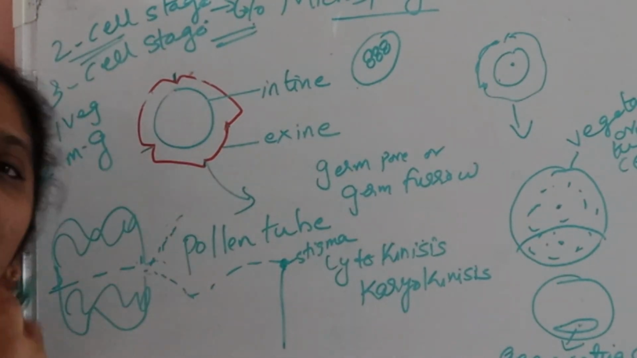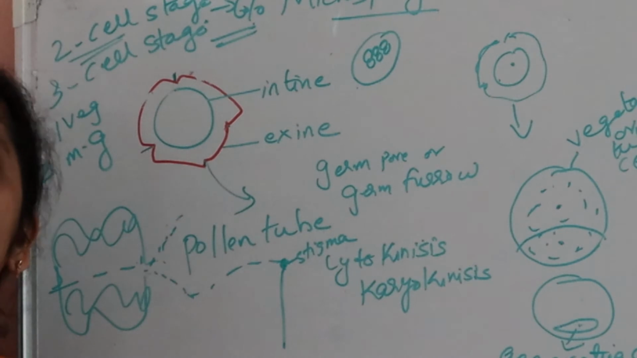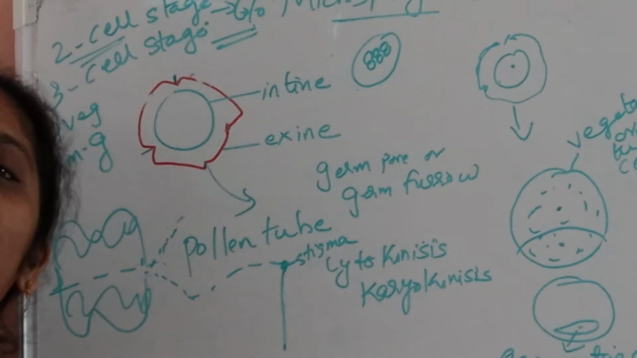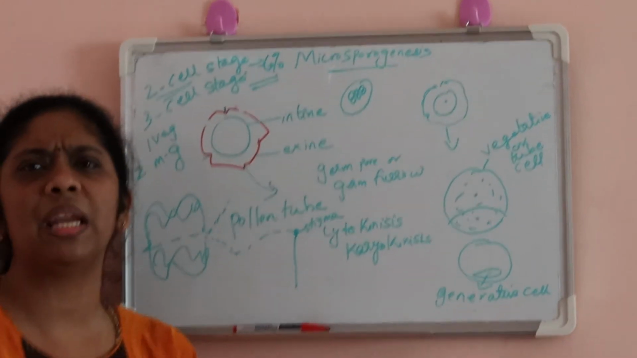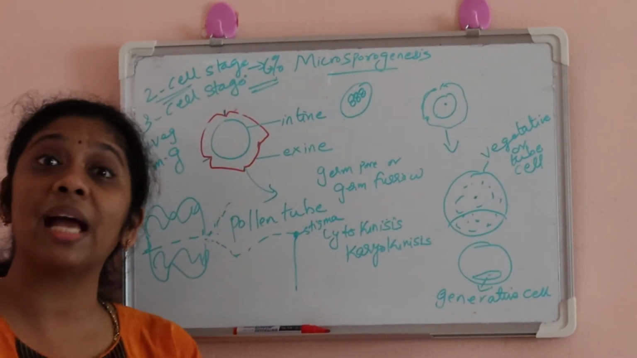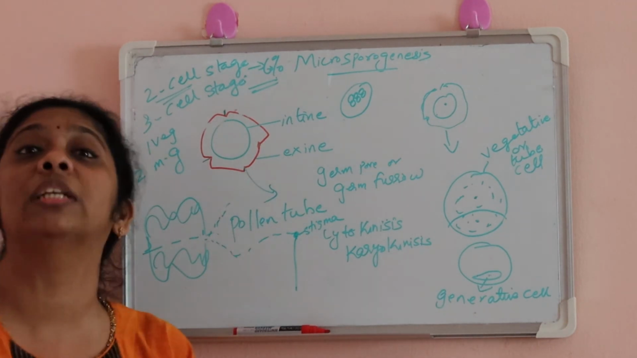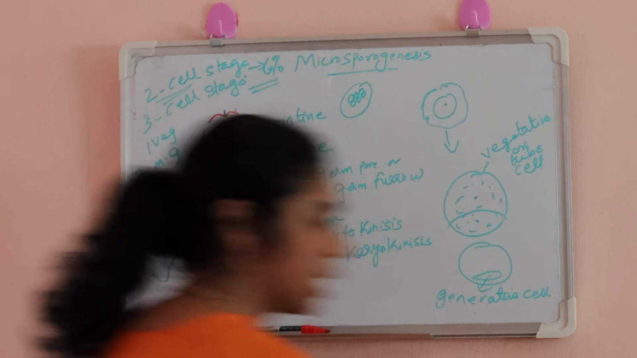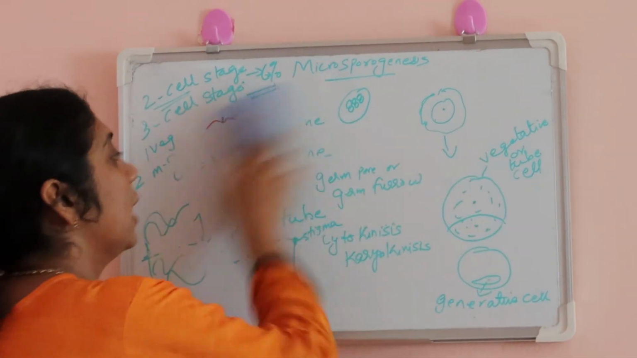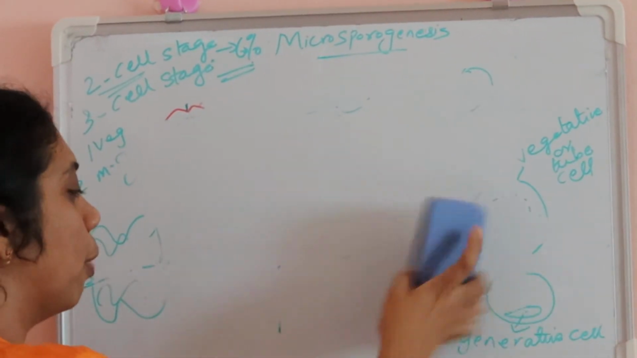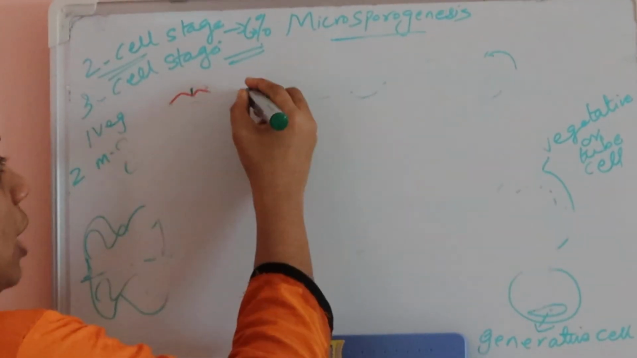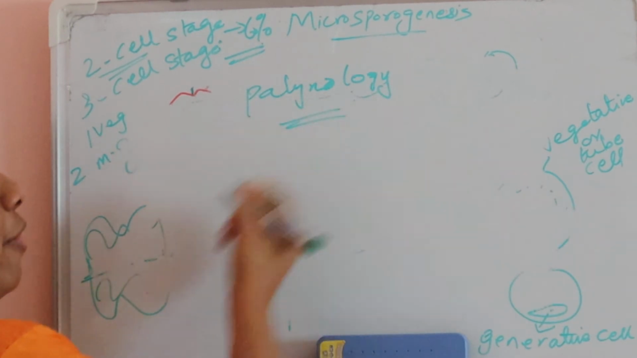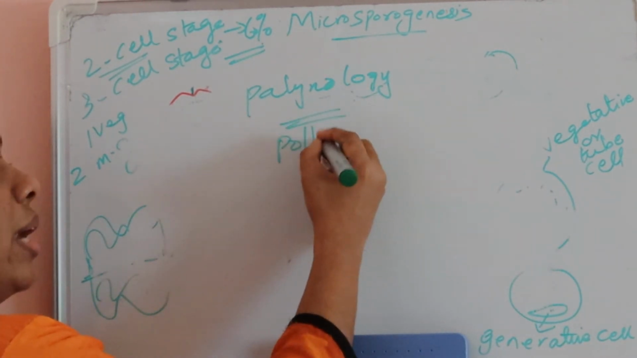And also the viability of the pollen depends upon the temperature and the humidity. It ranges from about 30 minutes to a few months. Before that, it should get to the stigma for fertilization to take place. The study of pollen is called palynology.